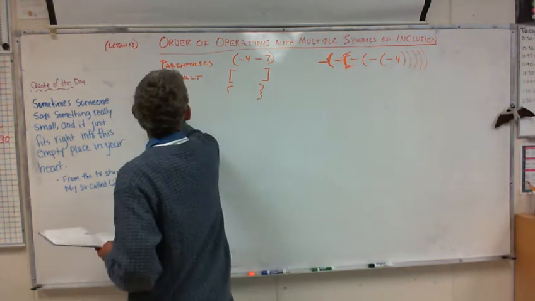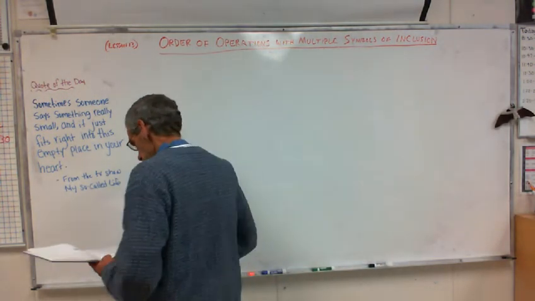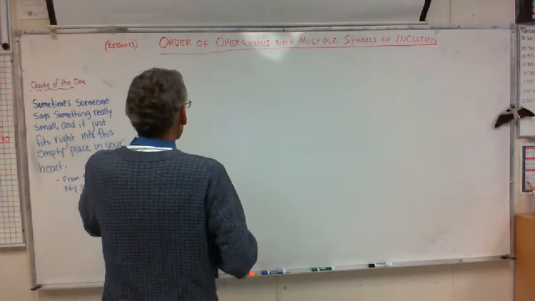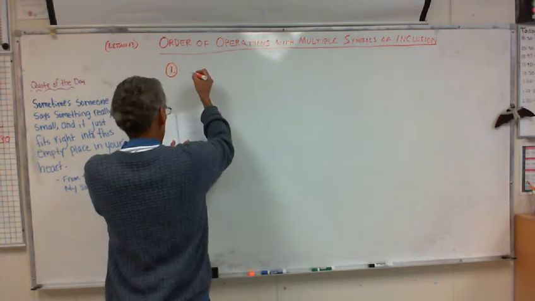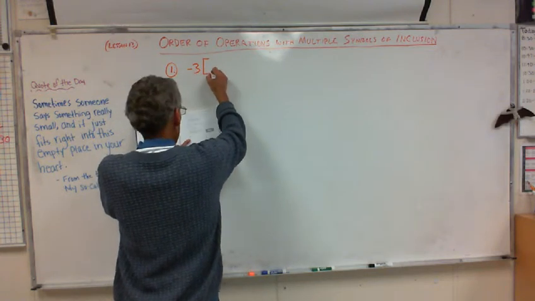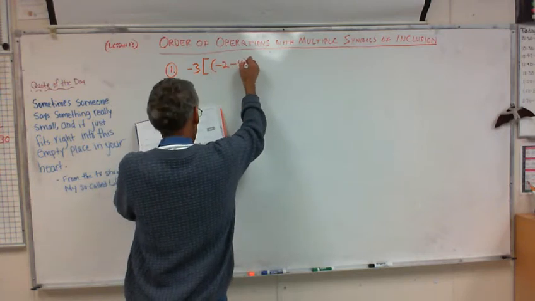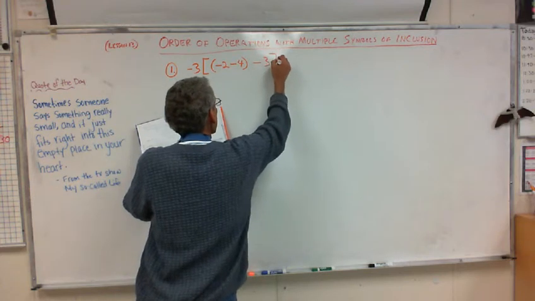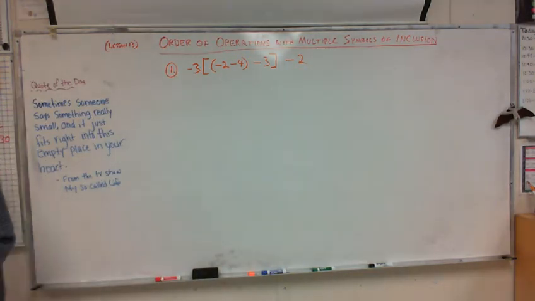Okay, so I'm going to erase this stuff now, and now we're going to start to see problems. I'm just going to take them right out of the book. Let's see. This is the wrong chapter. Okay, so we'll just start with something like this. This is the first problem, really quite a simple one. -3, and then we're going to use a bracket, and then a parenthesis, -2 -4 parenthesis, and then -3, and then a bracket, and then -2. So write that down in your notes.